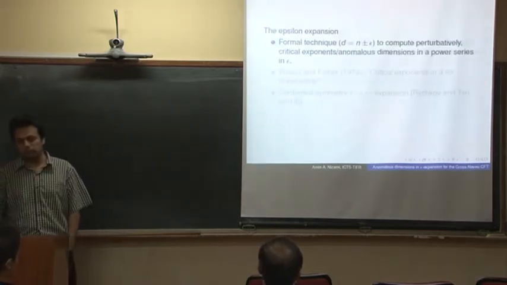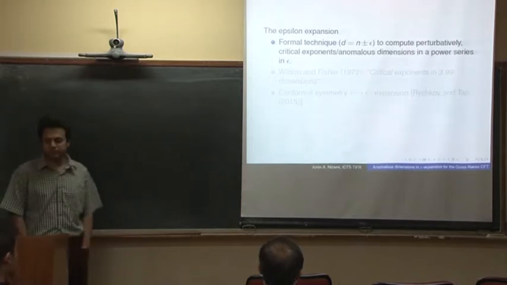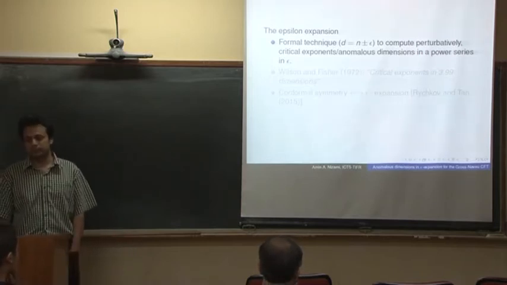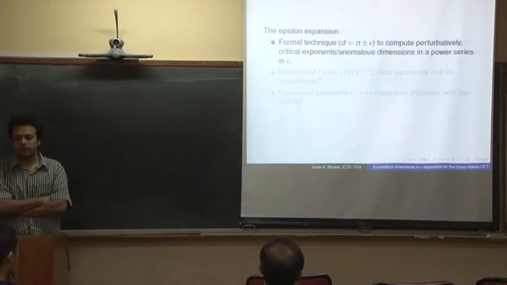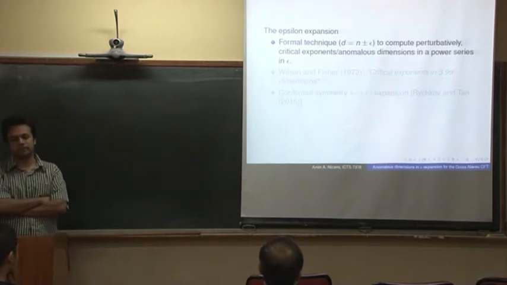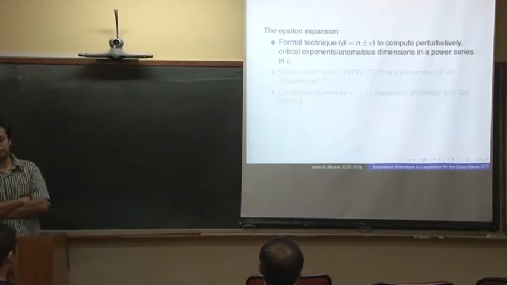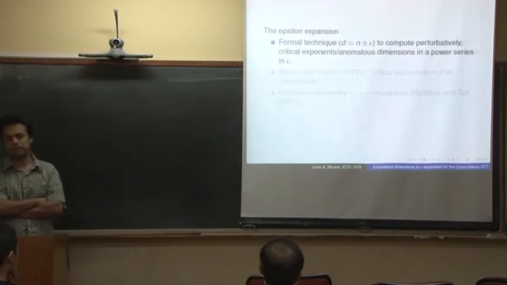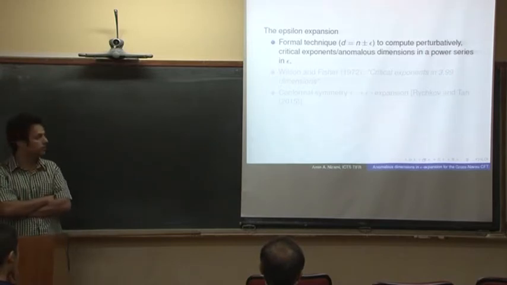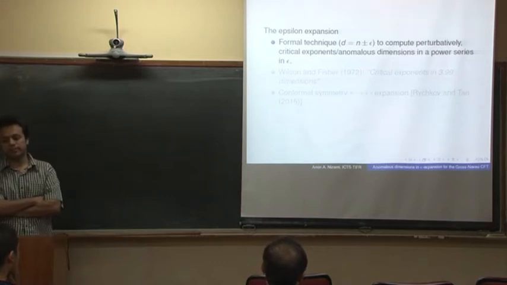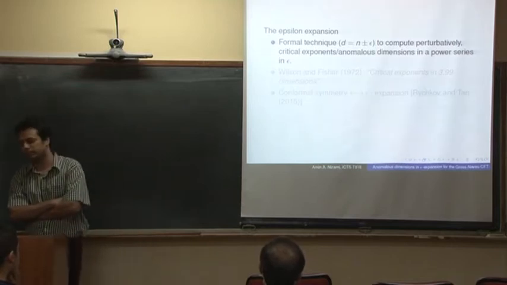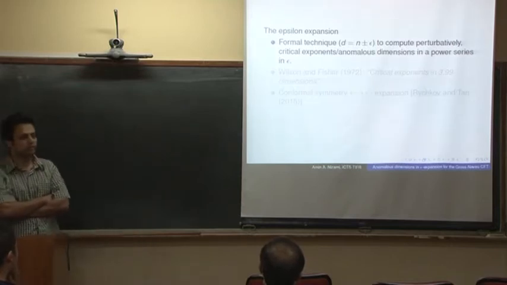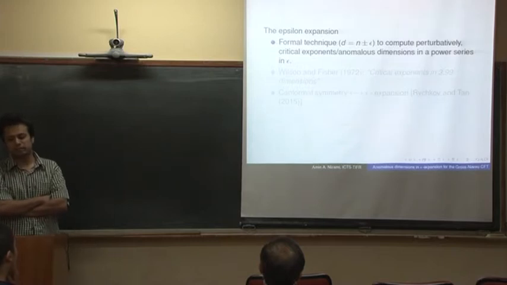Let me begin. So the epsilon expansion is a well-known method to perturbatively compute anomalous dimensions in various quantum field theories in a power series in parameter epsilon, which is defined as follows. So you work in space-time dimensions, which is an integer number plus or minus some small parameter epsilon. And then the idea is to, as usual, do diagrammatic perturbation theory to compute, using Feynman diagrams, various observables in a power series in epsilon.